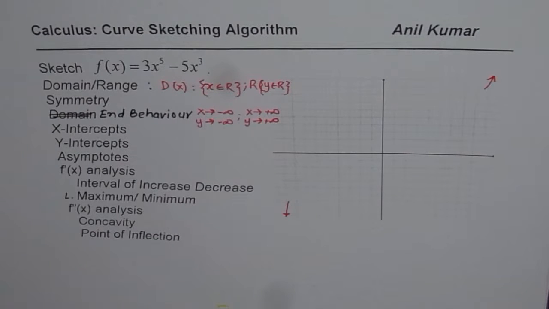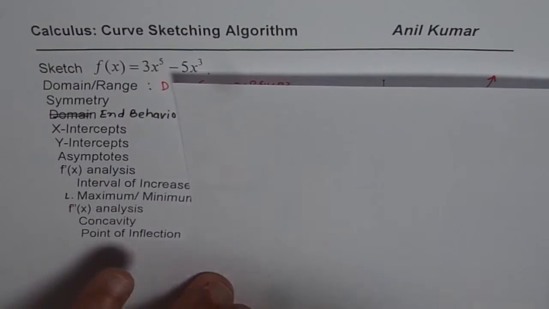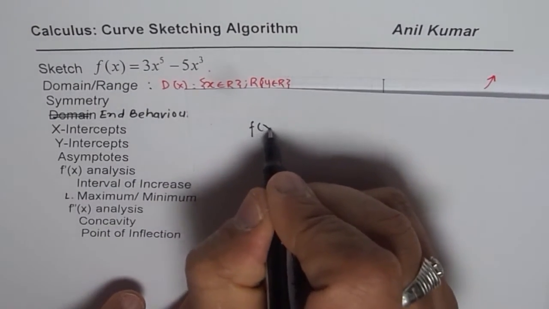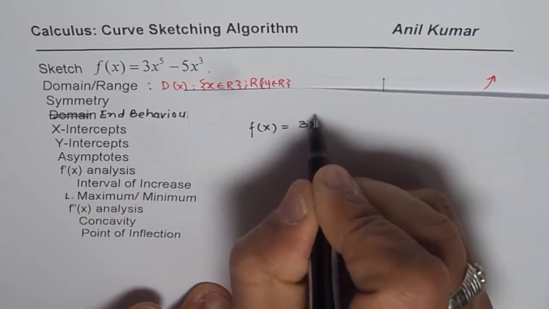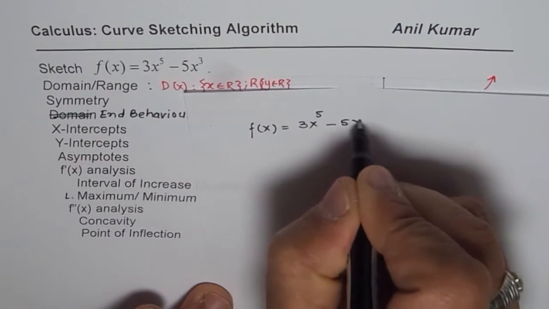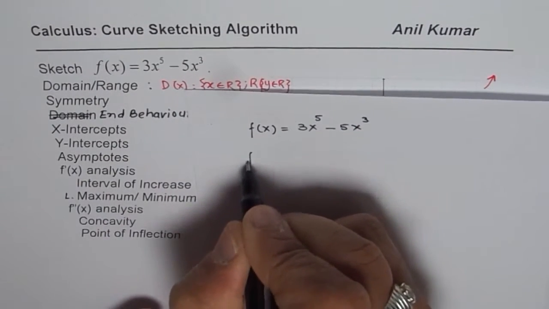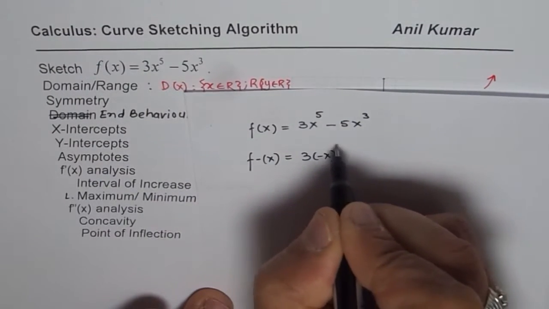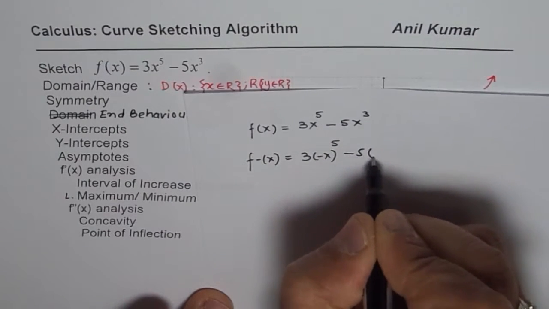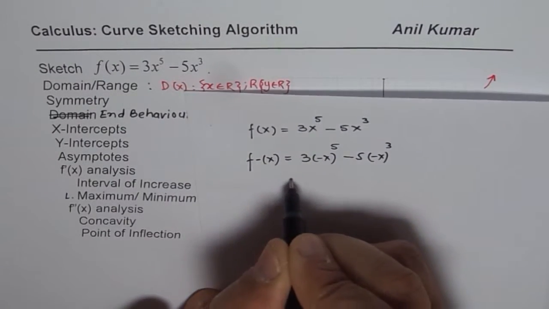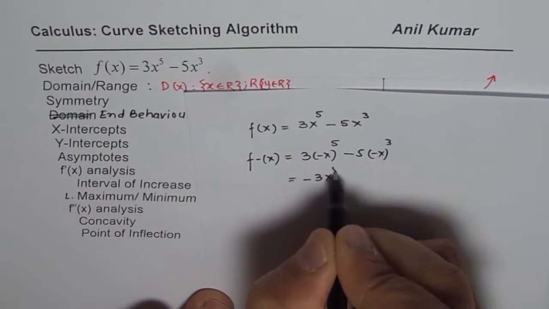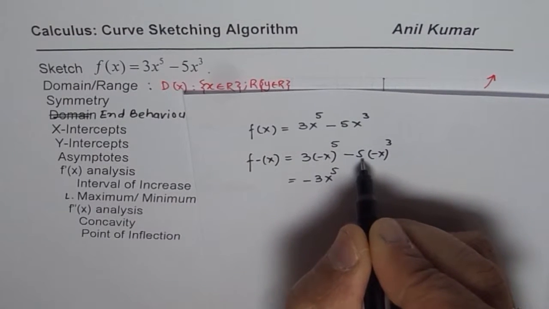And now let's look into the symmetry of the function. To find symmetry, we will do some calculations. We are given the function f of x equal to 3x to the power of 5 minus 5x cubed. So let us find f of minus x. Substitute x as minus x. We get 5 minus x cubed. And now minus x to the power of 5 will be minus. So we get 3x to the power of 5.